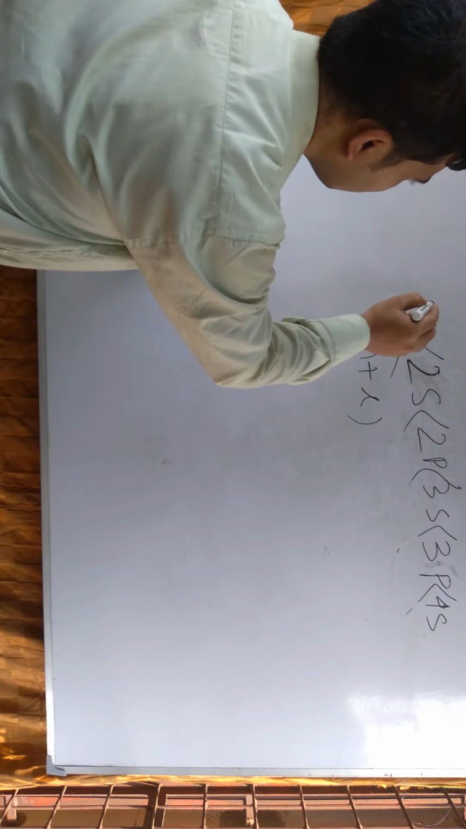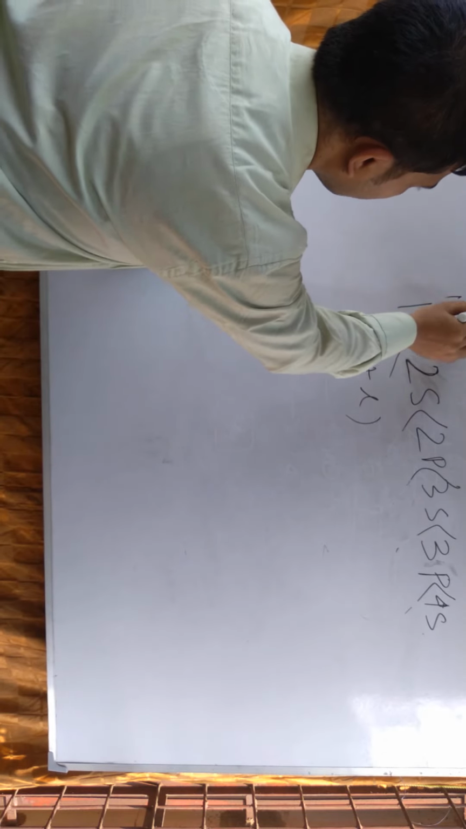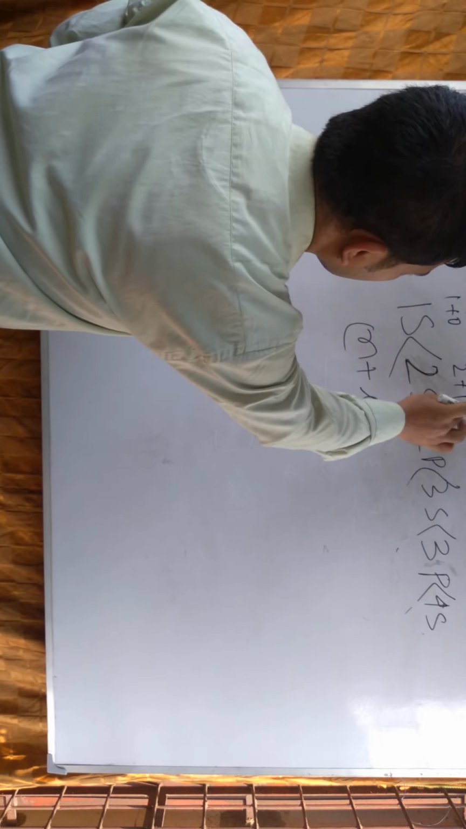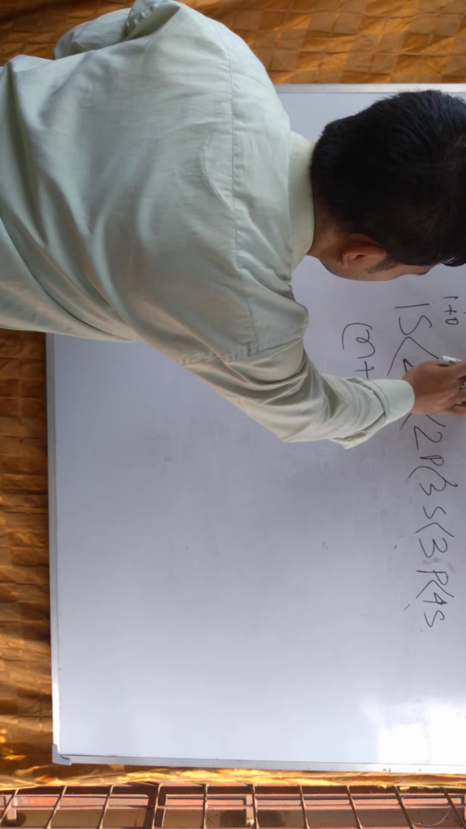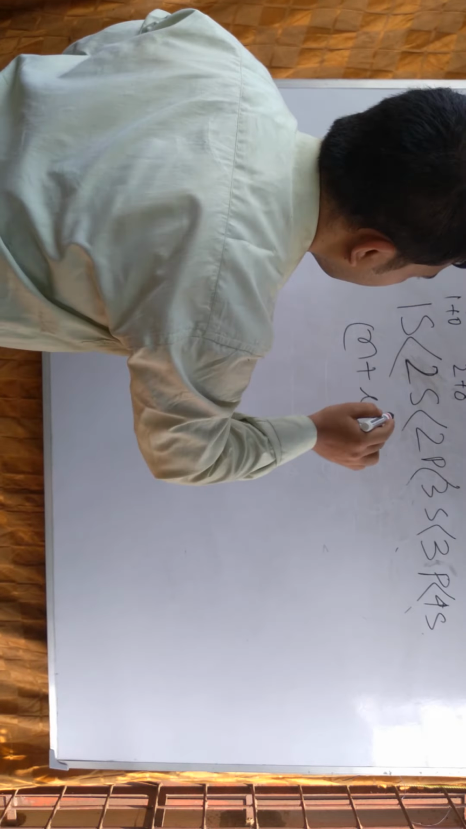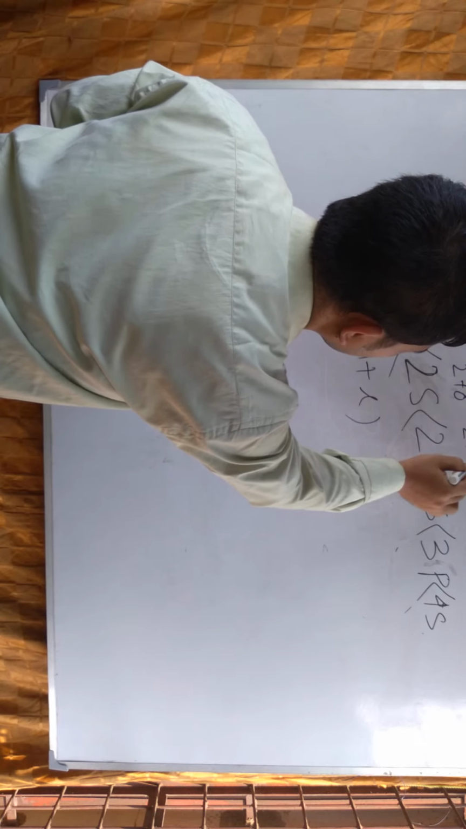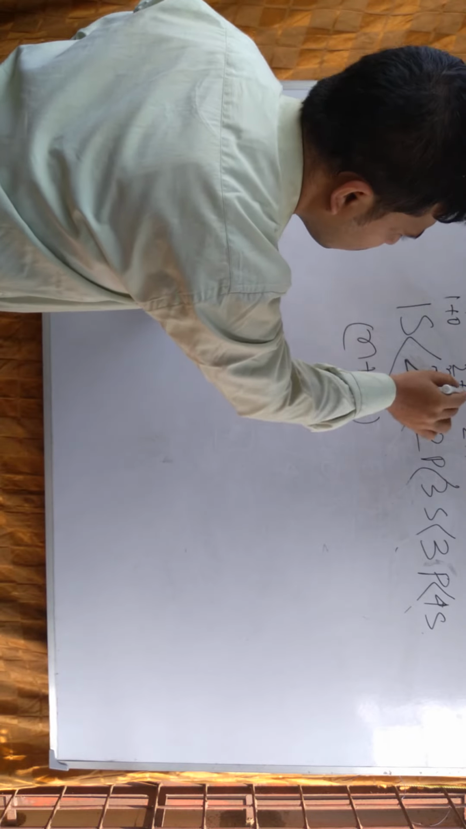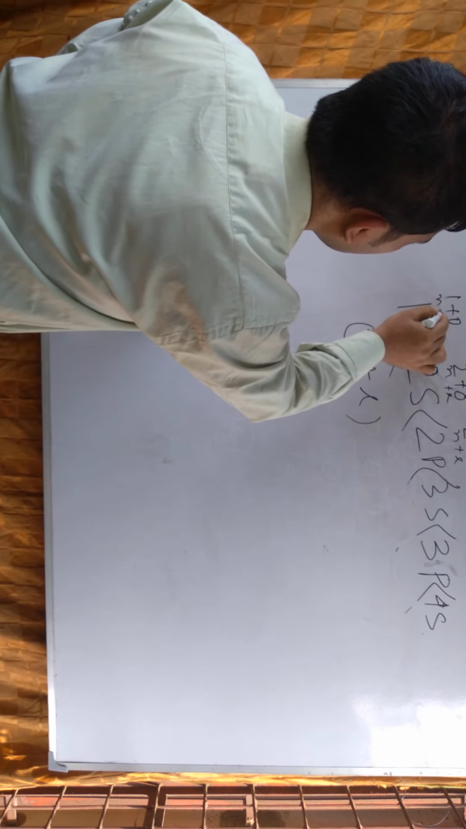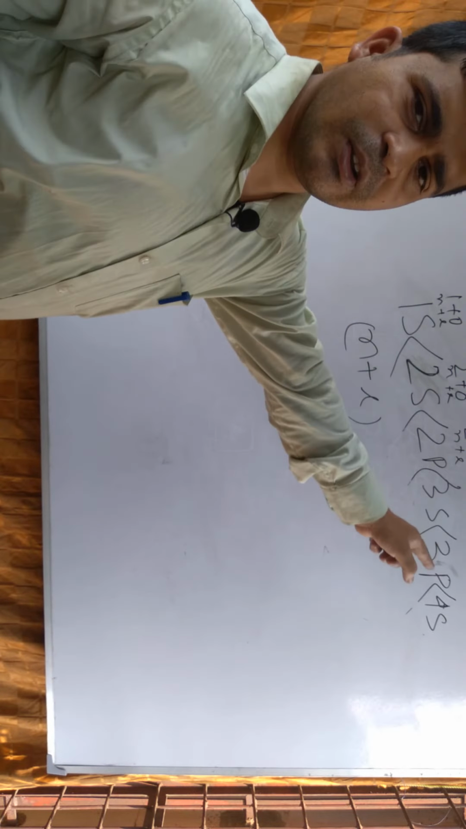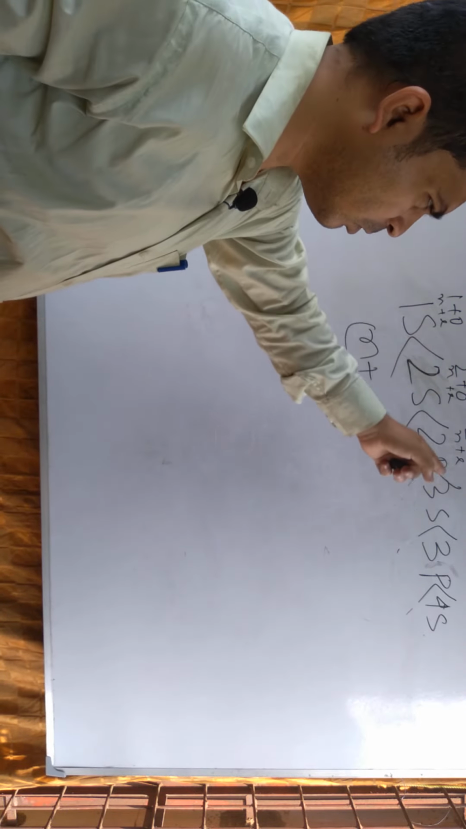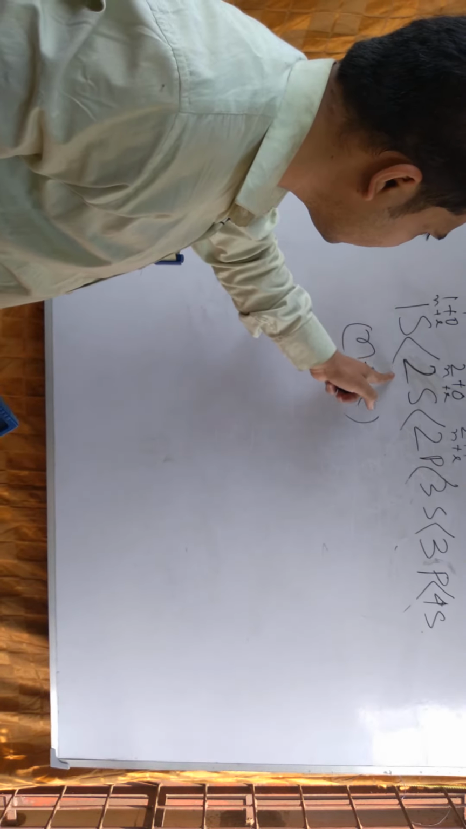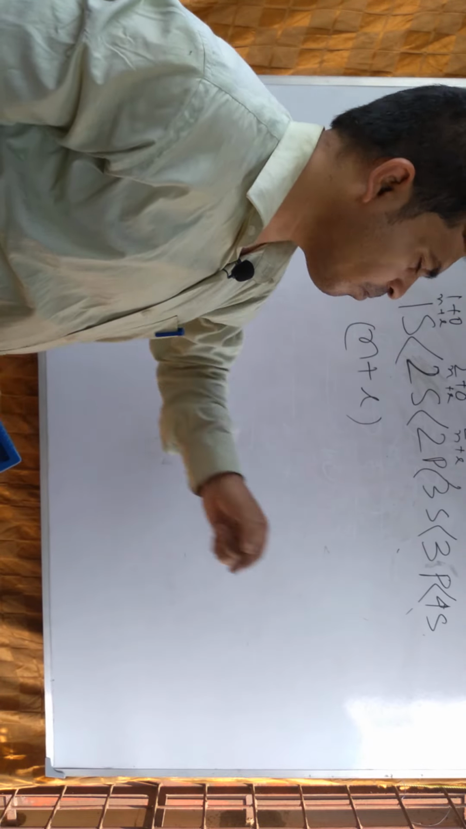Here we check the n plus l. For 1s, n is 1 and l is 0, so the n plus l value is 1. For 2s, 2 plus 0 means the n plus l value is 2, and for 2p, 2 plus 1 means the n plus l value is 3. So the n plus l value increases in this arrangement. These orbitals increase in energy and in n plus l value, and this is according to the Aufbau principle.